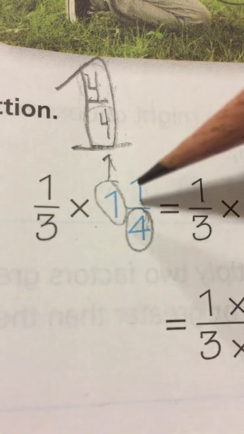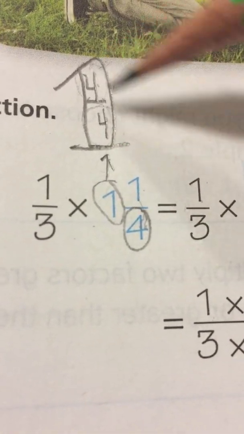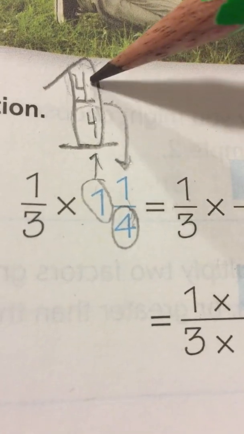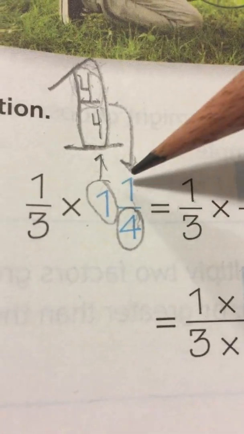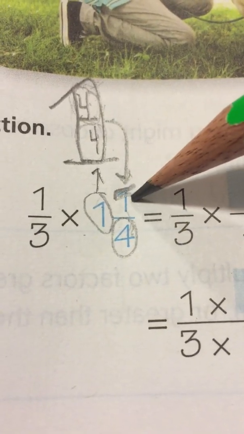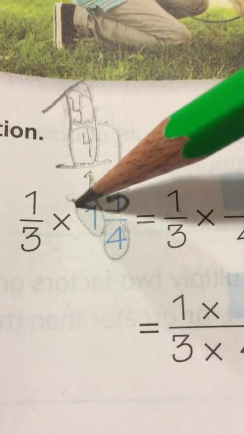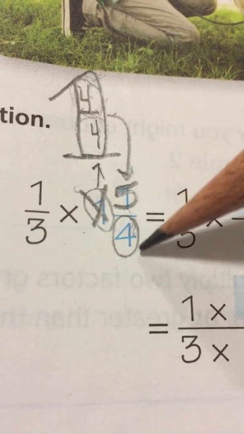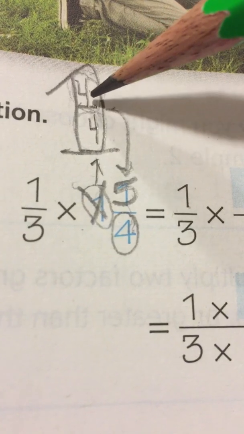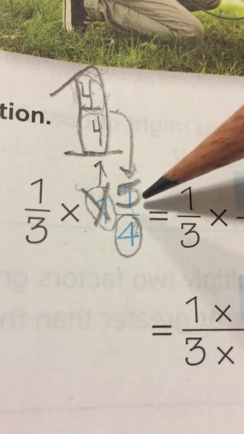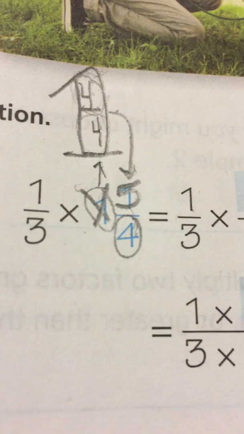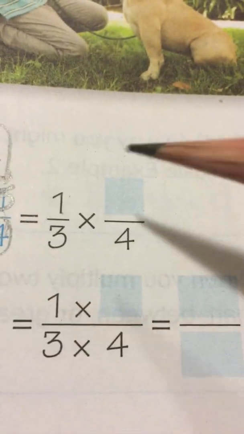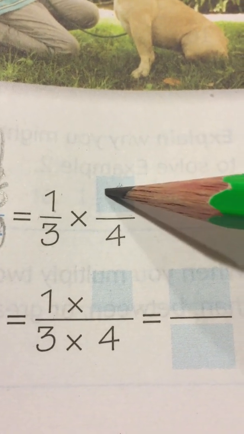With that being said, we're going to take this 4 here and lump it into this 1. So 4 here plus the 1 is going to make this 5/4. And this whole is canceled out now. So we have an improper fraction here, 5/4, because we took the whole and made it into an improper fraction. So then when we change it, it's 1/3 times 5/4.